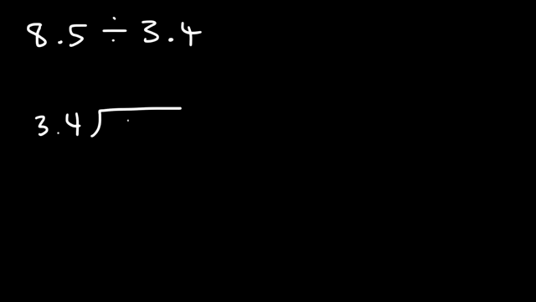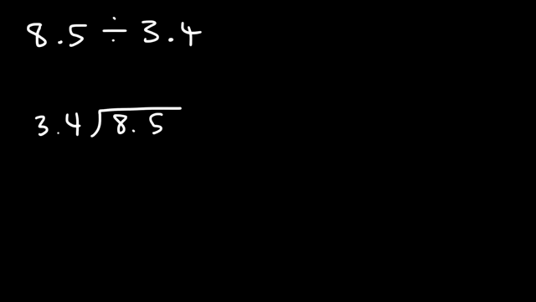In this video, we're going to talk about how to divide decimal numbers. So let's start with this example. What is 8.5 divided by 3.4? Well, we need to set it up this way. The 3.4 is the divisor and 8.5 is the dividend.